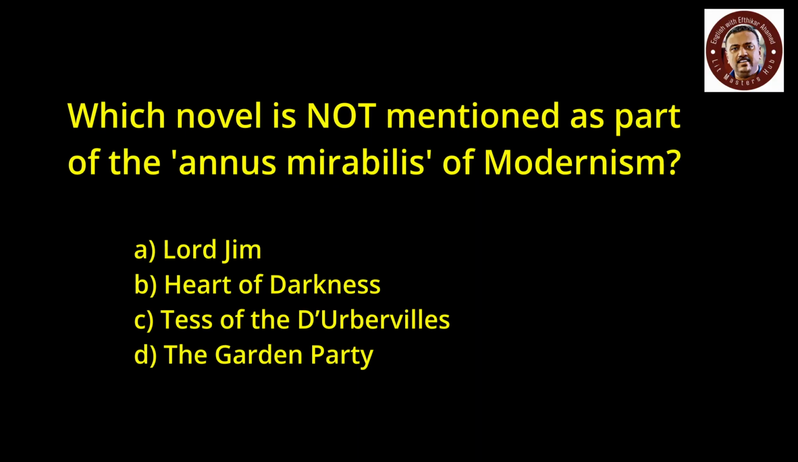Question number 7. Which novel is not mentioned as part of the Annus Mirabilis of modernism? So, out of the given novels, which particular novel is not mentioned as part of the Annus Mirabilis? Is it Lord Jim? Is it Heart of Darkness? Is it Tess of the D'Urbervilles? Or is it The Garden Party? The correct answer is Tess of the D'Urbervilles.